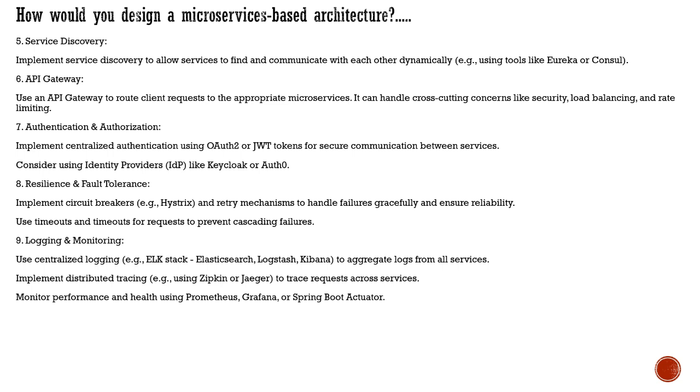Now, when it comes to the security aspect, authentication and authorization, you can have centralized authentication using OAuth, right? Or you can use a JWT token for secure communication between the services. There are also identity providers like Keycloak and OAuth. We can make use of that as an identity provider in authentication and authorization.